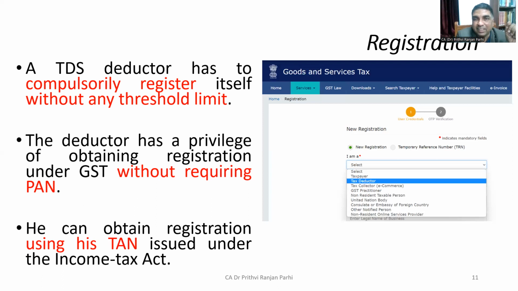If you look at the screen, that is the screen of the GST portal, www.gst.gov.in. If you apply for registration, under new registration, you see there is a provision: one can apply as a tax deductor. If someone is applying for registration as a tax deductor, then PAN is not required. Without PAN also, it is possible to get yourself registered.